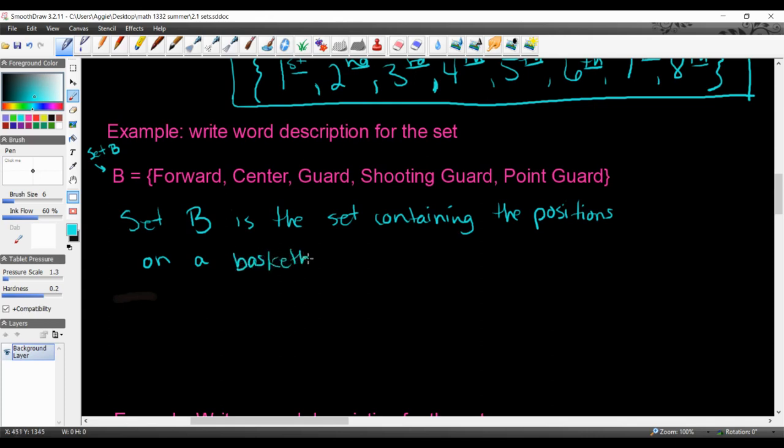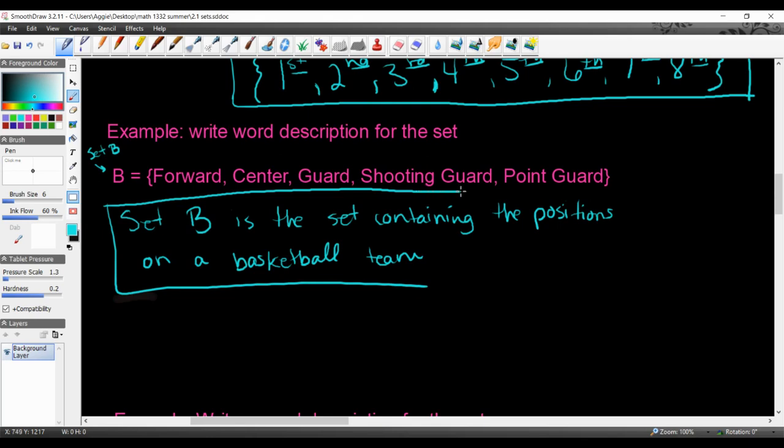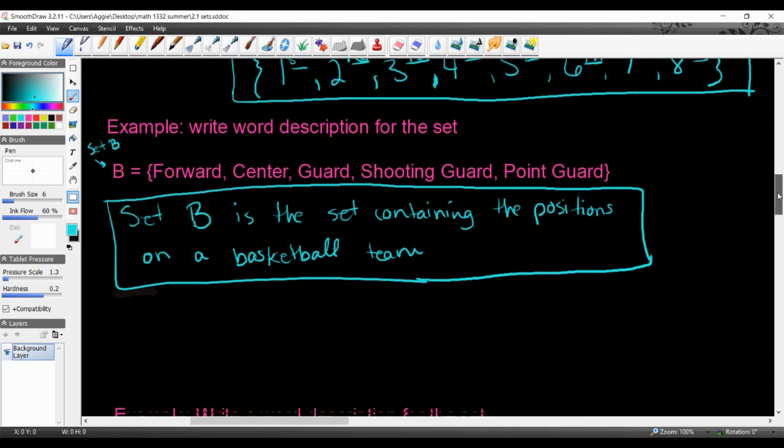And hopefully I got them all right. That's what it was when I played anyway. So yeah, that's it. So set B is the set containing the positions on a basketball team. And these may vary depending on your description of what you see. But in general, it should be pretty much the same idea. Okay, so let's try another one, I believe.